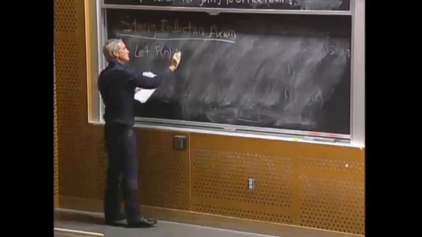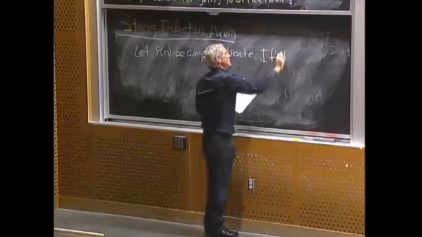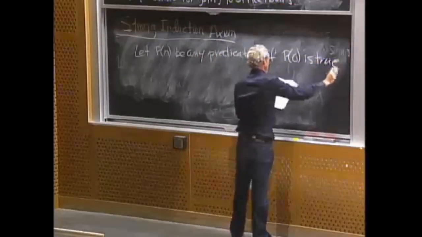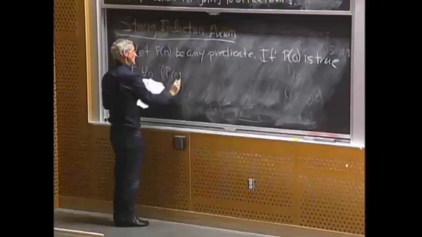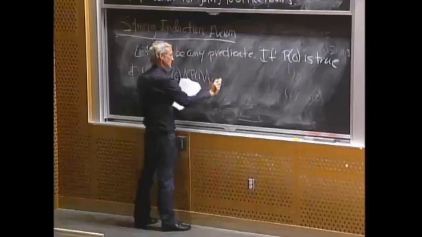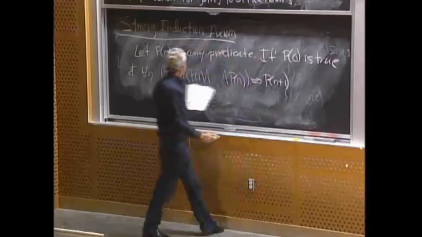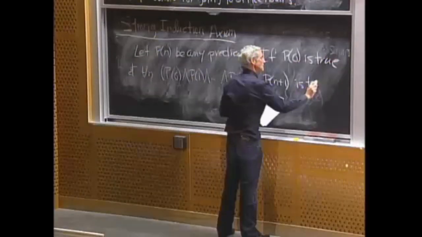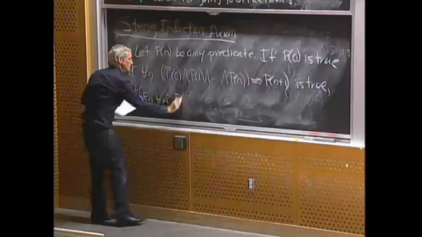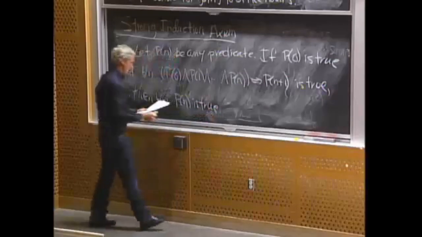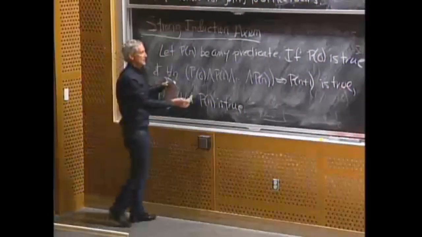You have a predicate, Pn, like before. If P0 is true, your base case, and for all n, it's not that Pn implies Pn plus 1. It's that if P0 and P1 and so on up to Pn are all true, then Pn plus 1 is true. If this holds for all n, then Pn is true for all n. All right, now the only difference between strong induction and ordinary induction that we did last time is this part.